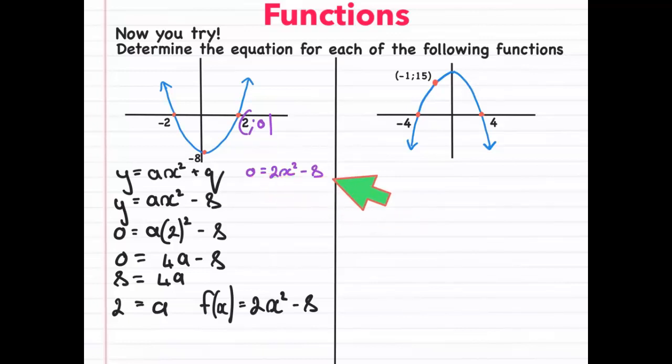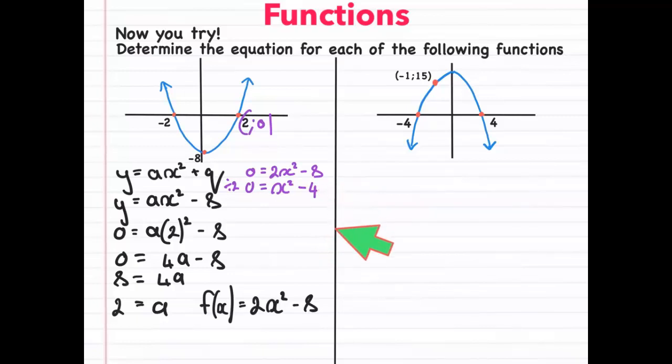Now, because this is an equation and I can see there's a common factor 2, we're not going to take out the common factor when there's an equation. I'm just going to divide with 2 to get this simplified. So 0 divided by 2 is 0, equals 2x squared divided by 2, which is x squared. And minus 8 divided by 2 is minus 4. Now we've got 0 equals x squared minus 4.